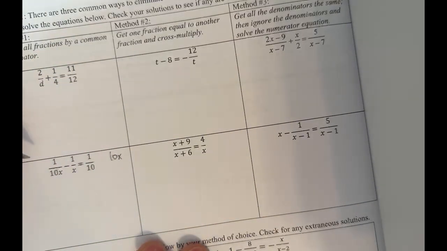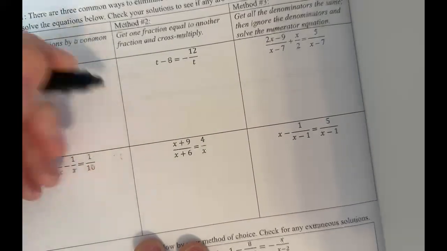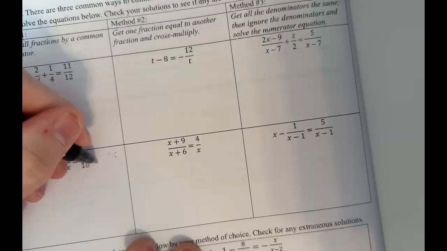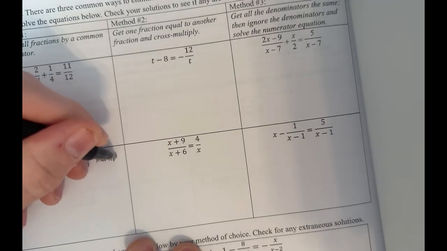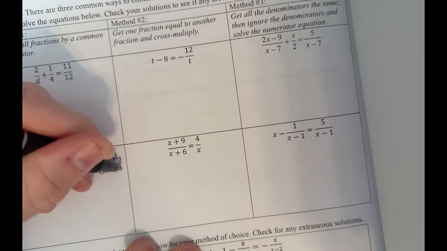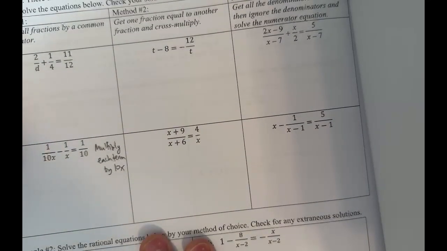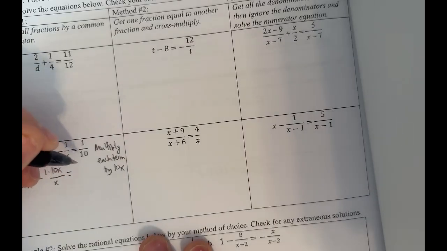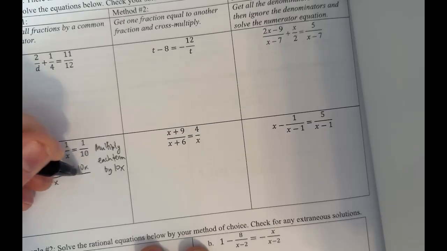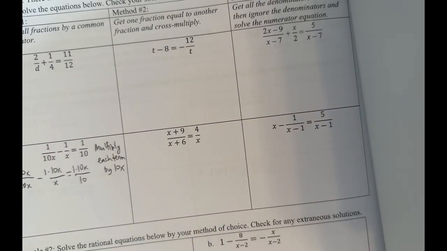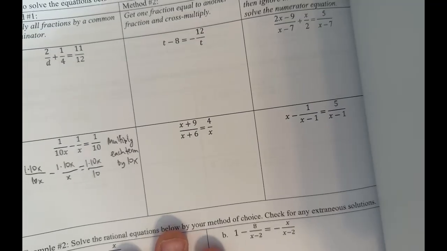So I need to make all, I'm gonna multiply all the tops. So let me write this note here. Multiply each term by 10x. And when you do that, you're gonna multiply the top by 10x. So here I've got 1 times 10x divided by 10x minus 1 times 10x divided by x equals 1 times 10x divided by 10. So multiplying everything on the top by 10x.